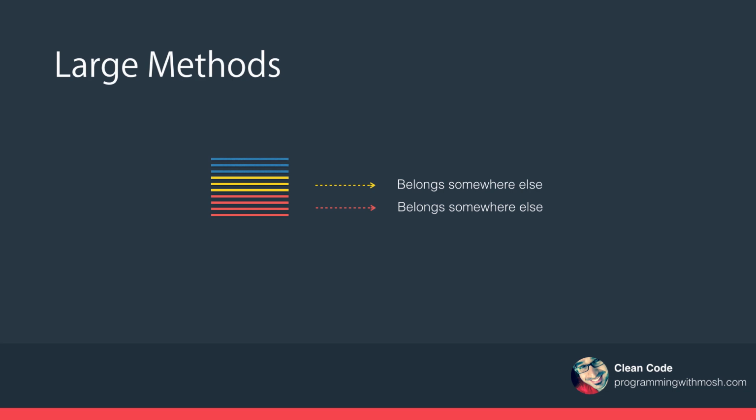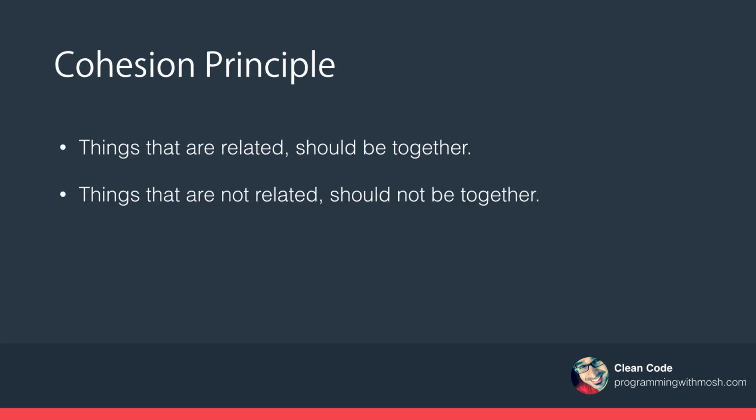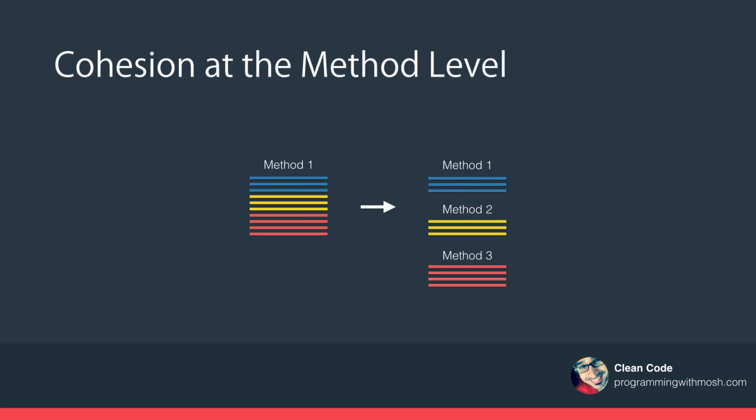Well, we have a principle called cohesion, which means things that are related should be together, and things that are not related should not be together. So back to our picture, if we have a method like that, you see the lines that are blue are highly related, so they should be in method 1. The lines that are in yellow belong to a different method, and same goes for the lines that are in red or orange. And the same principle applies at the class level.